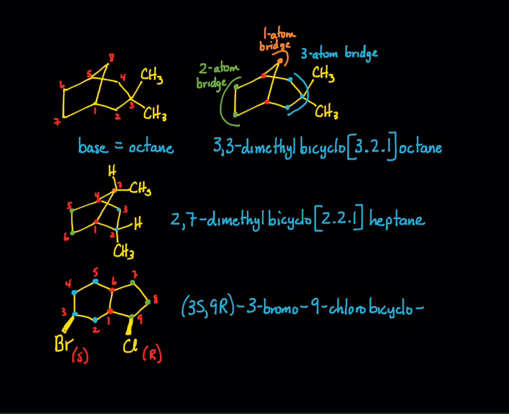Now I have to give the number brackets, and so it's going to be 4.3.0. There are always 3 numbers in a bicyclo compound, notice. Even in fused. With fused, the last number is going to be 0. That signifies that you have a fused compound. And then, of course, my base name is nonane. That's how you name bicyclic compounds.